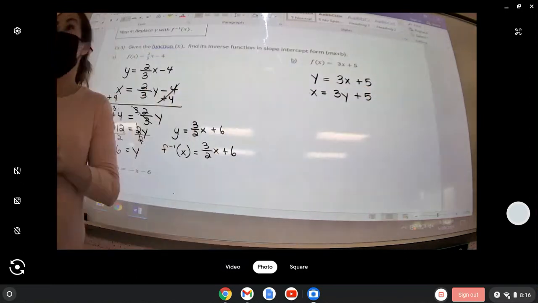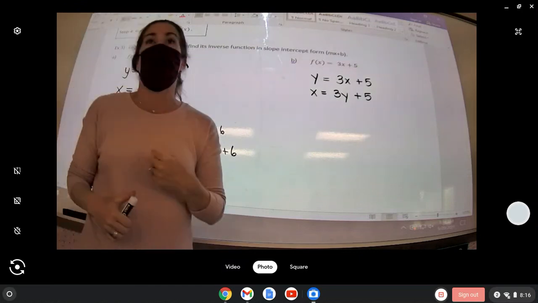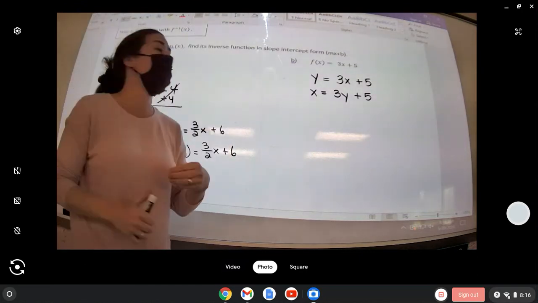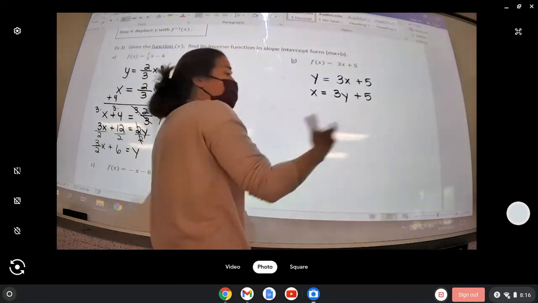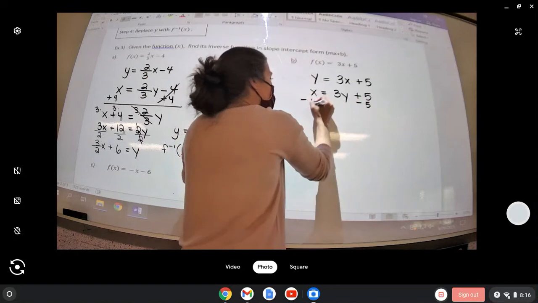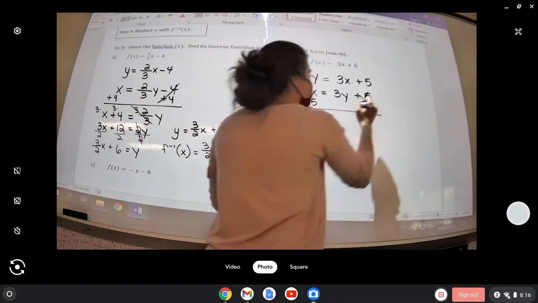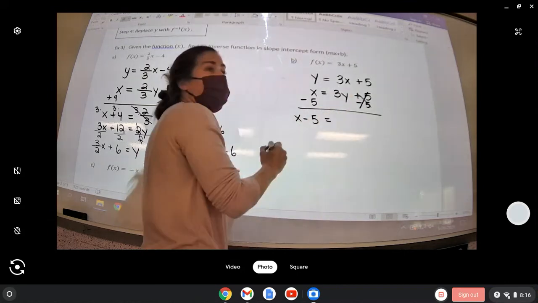All right, so basically there it is. That is the inverse function, but it's not in the form that we want. We want y by itself. So how are we going to get y by itself? Well, we always move what's not attached first, right? So it's minus the 5. That's going to leave me with x minus 5 equals 3y.